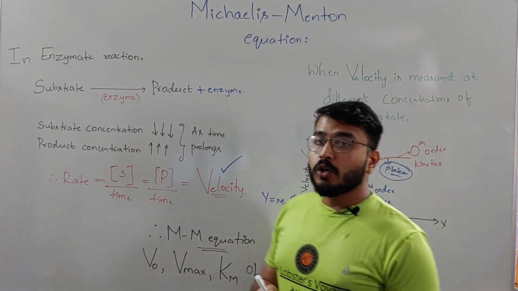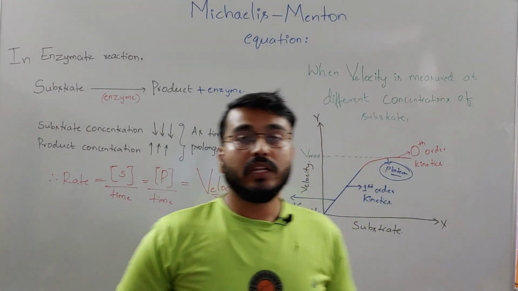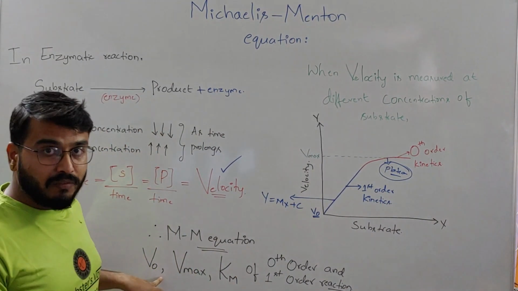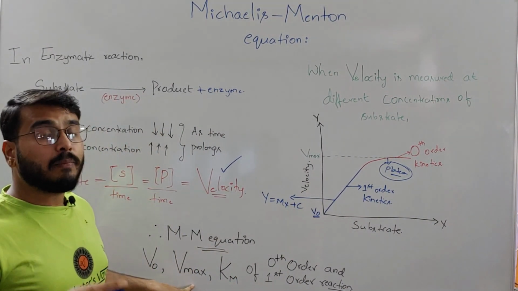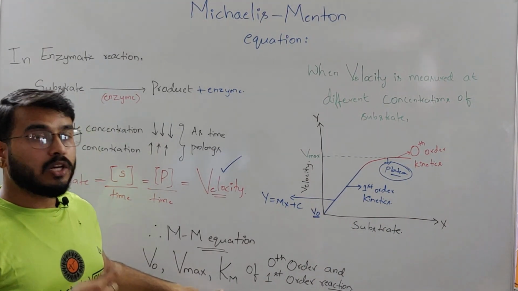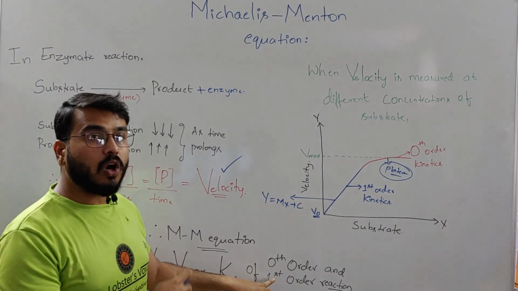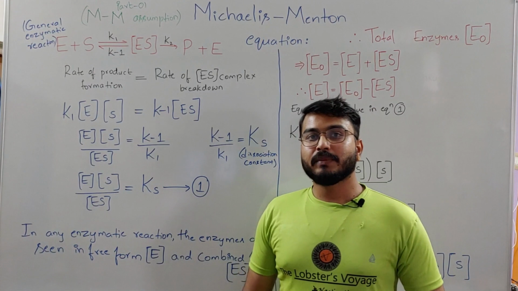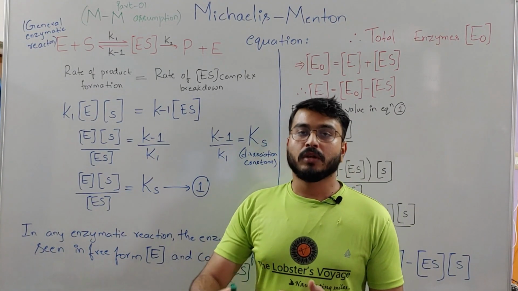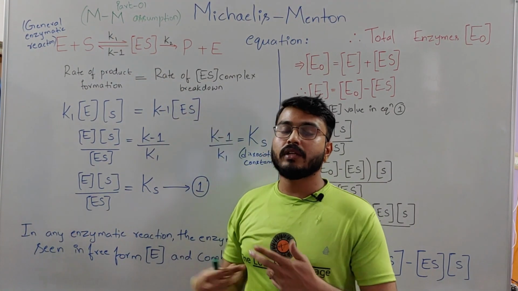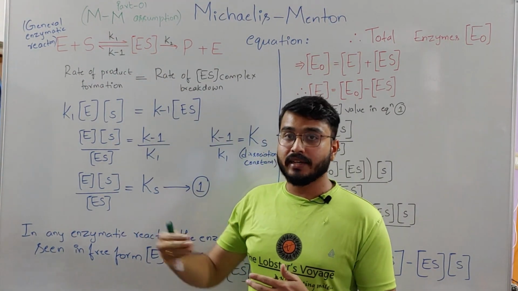And when you want to look at the definition of the Michaelis-Menten equation, that's a graphical representation of V0, that is the initial velocity of the reaction, Vmax, that is the maximum velocity of the reaction, and Km, that's the Michaelis-Menten constant, of both zeroth order reaction and the first order reaction. Michaelis-Menten equation runs forward through two hypotheses. One, Michaelis-Menten assumption. The second one is Haldane's assumption, that is pseudo steady state hypothesis.